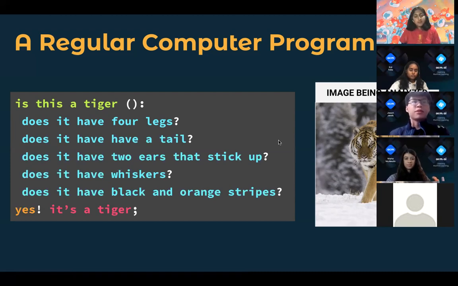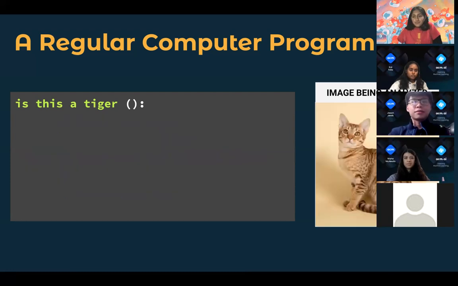So our answer for our computer program will be like, yes, it is a tiger. But let's see how this might not work. Let's run the same program on this picture of what you guys can tell is a cat.